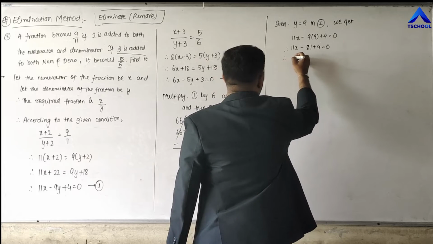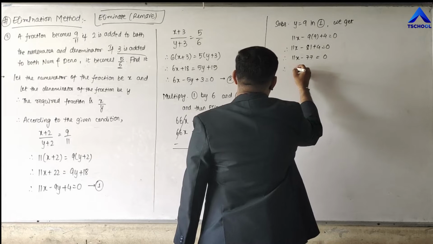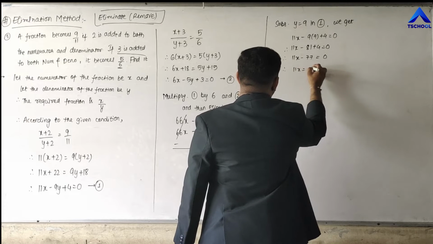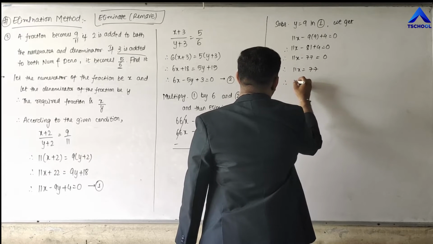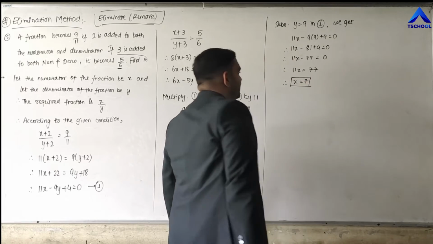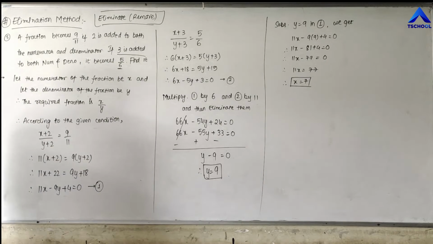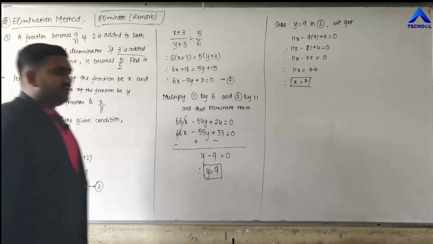Right, therefore 11x minus 77 equal to 0. Therefore what can you say, that 11x is equal to 77 and hence x is equal to 7, cancelling 11 on both the sides. Right, so we got the value of x as 7. This is not yet the solution. We just solved the equations and we got the value of x and y.